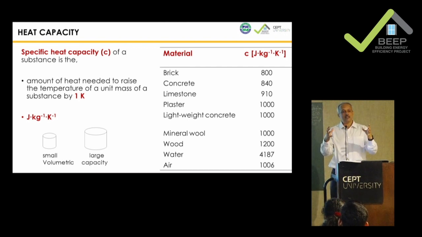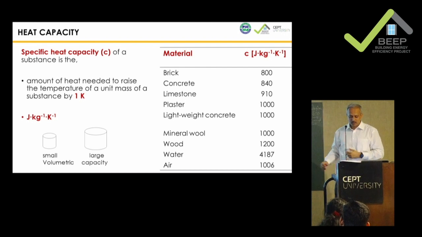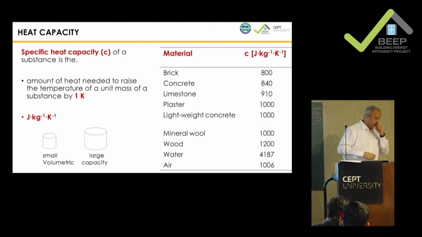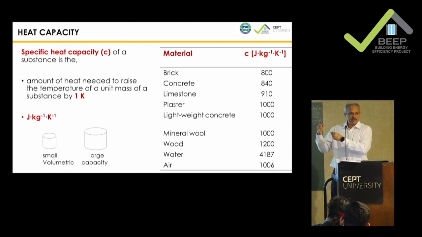So 1 liter of water versus 1 liter of air, which can retain or absorb more? Obviously the water, right? 4 times more. And hence, in that building, they are using this material and the principle of radiation to absorb heat or to reject the heat from the building, right?